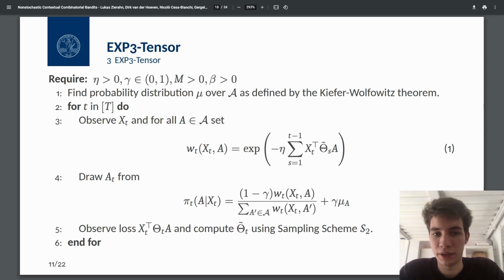Then we observe x t, and here we are following an EXP3 style update. We are also using theta tilde s here. This is a different theta tilde than compared to the previous algorithm. However, it follows the same function. This is a biased estimator, and we're going to have a look at the unbiased estimator in the following slides. And then finally we draw our A t given the distribution where we use the normal EXP3 kind of update plus some exploration which we found earlier. And then we just update theta tilde t. So we find a new theta tilde t with the current time step t.